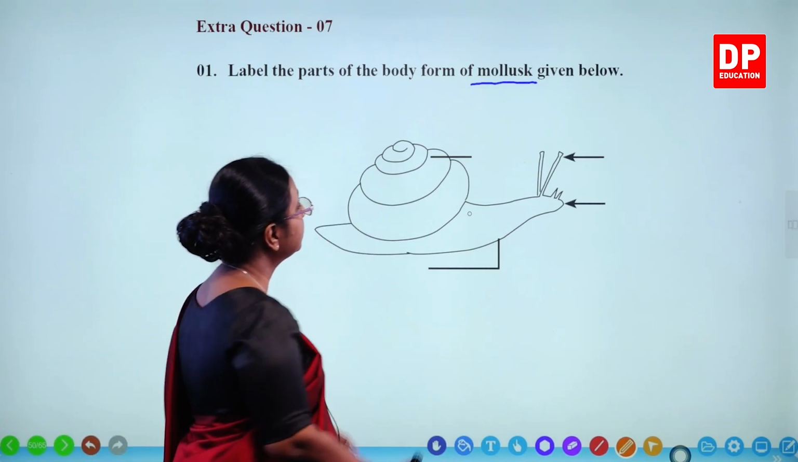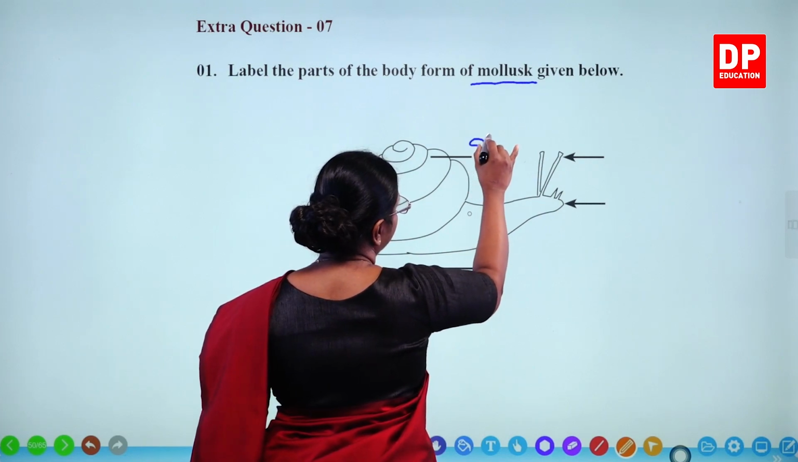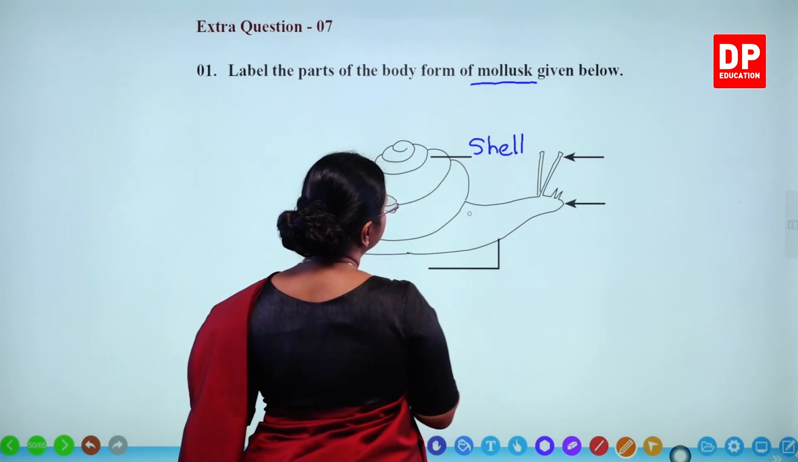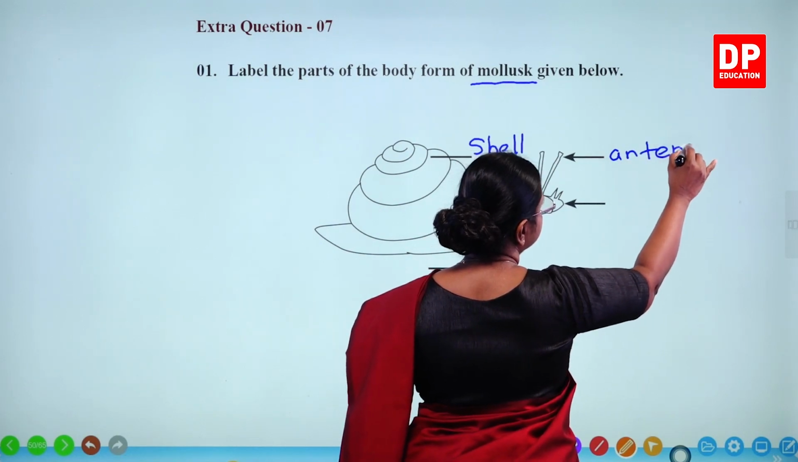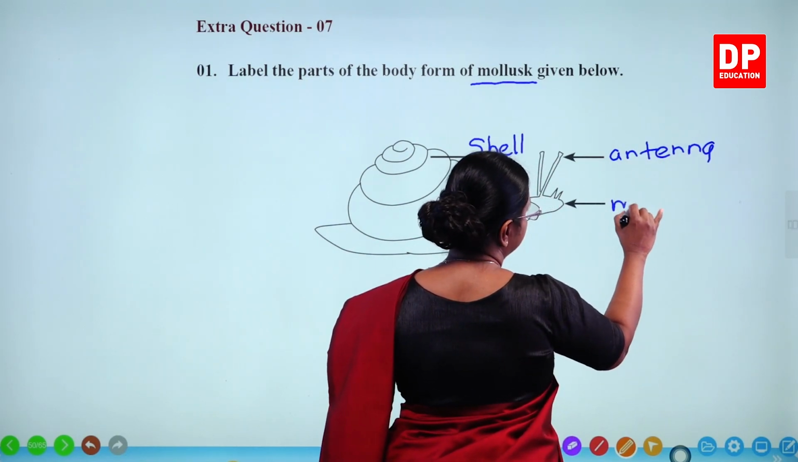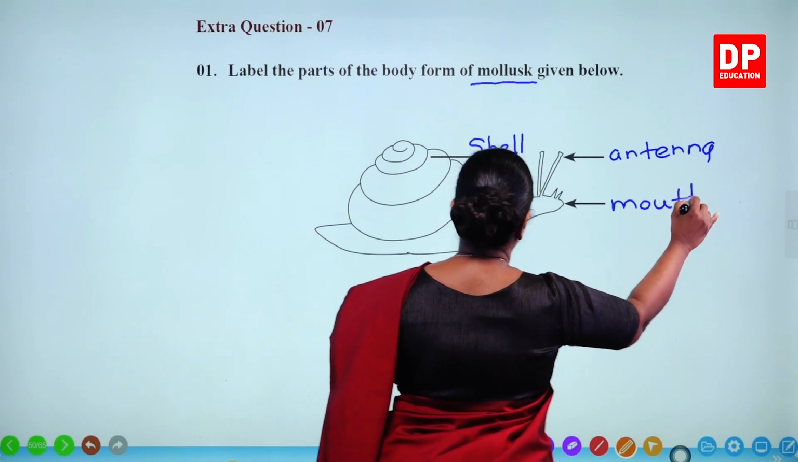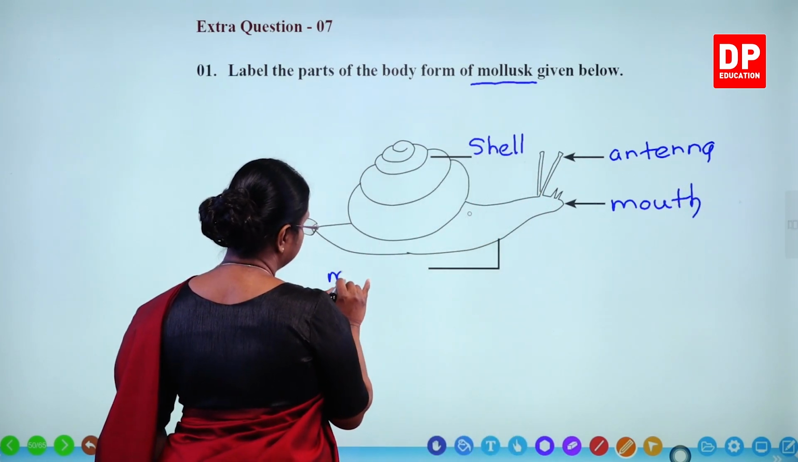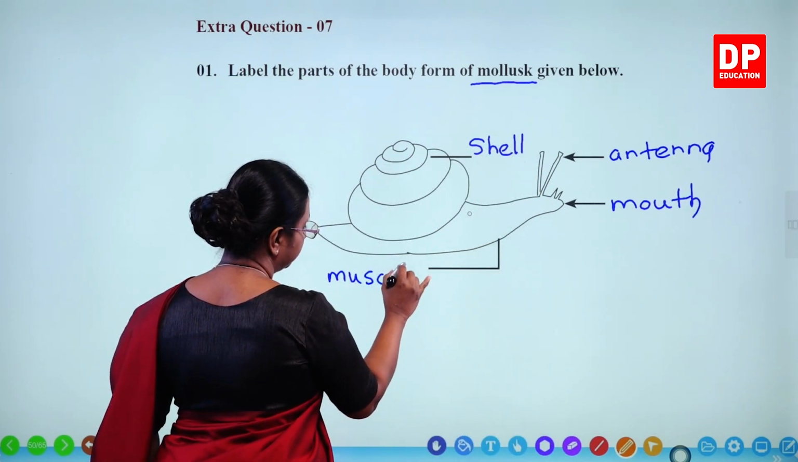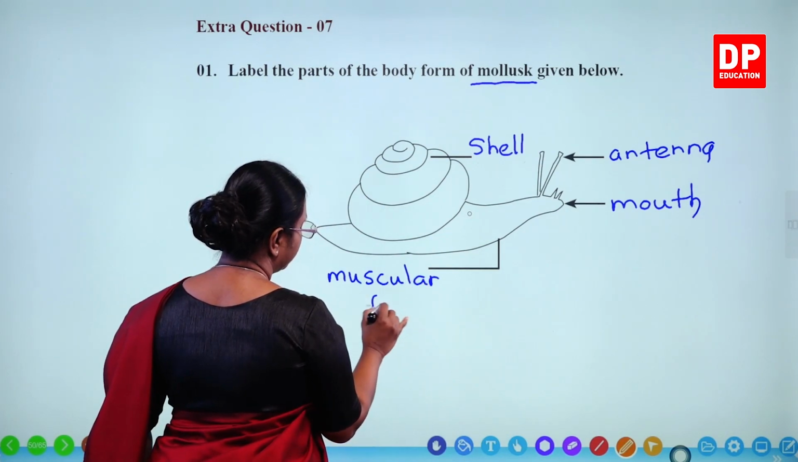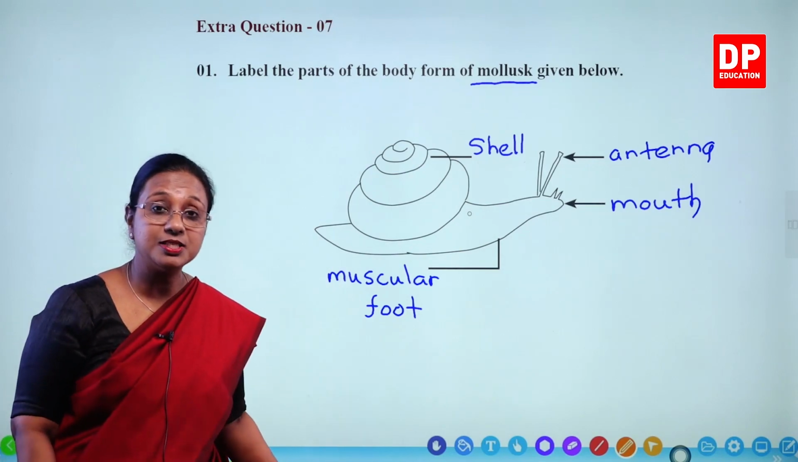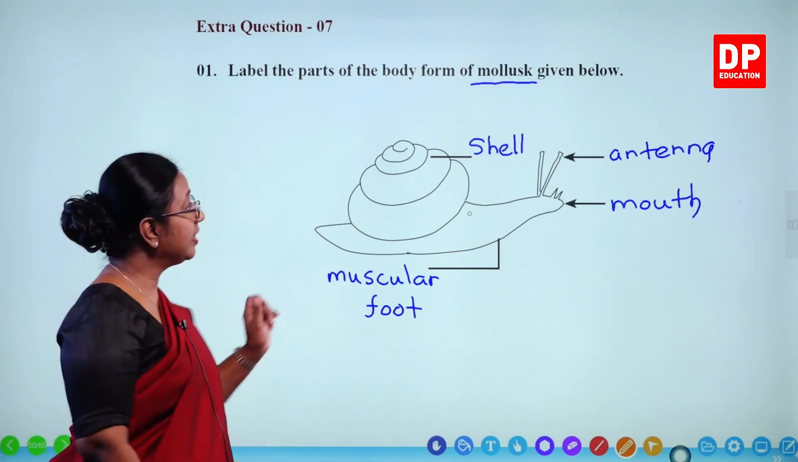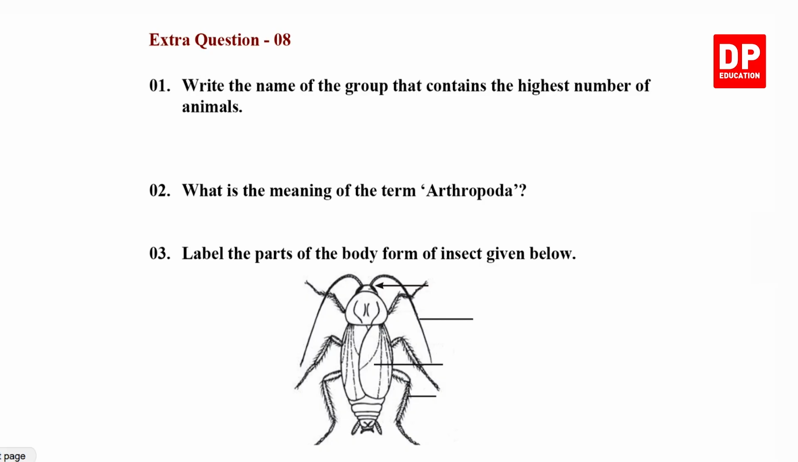So here what is this? This is a snail. You can see this is the shell of the snail. Then this is the antenna. This is the mouth. And that is the muscular foot. So I am sure you were also able to label all these parts correctly. With that, I will move on to the next one.